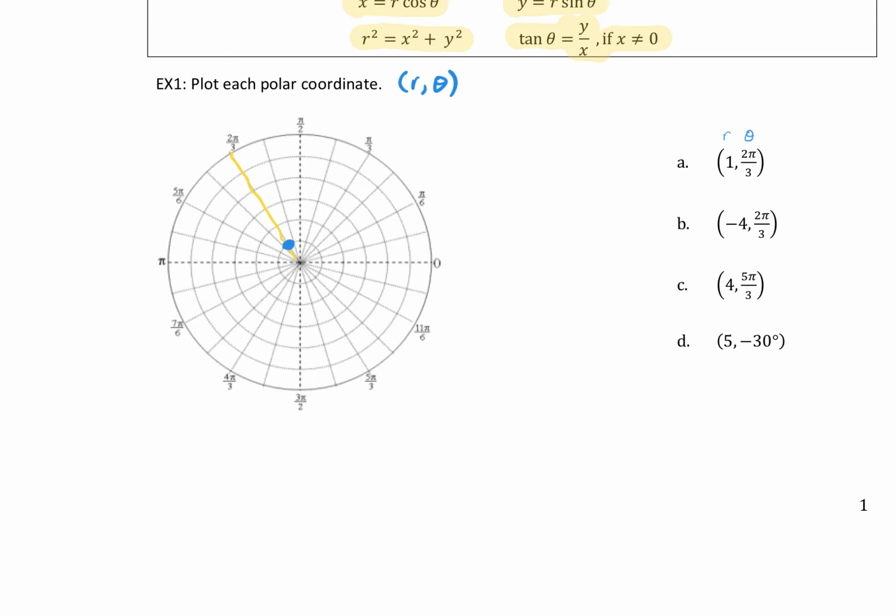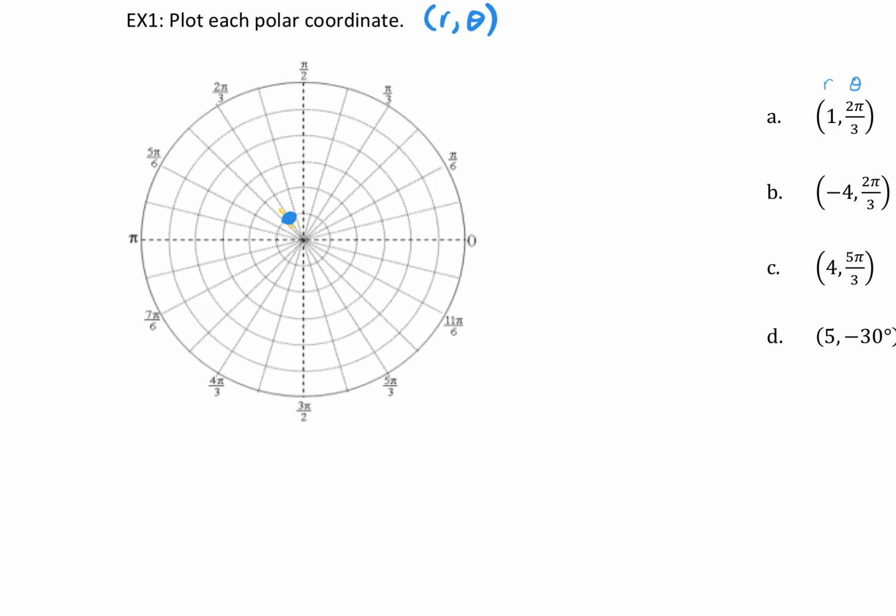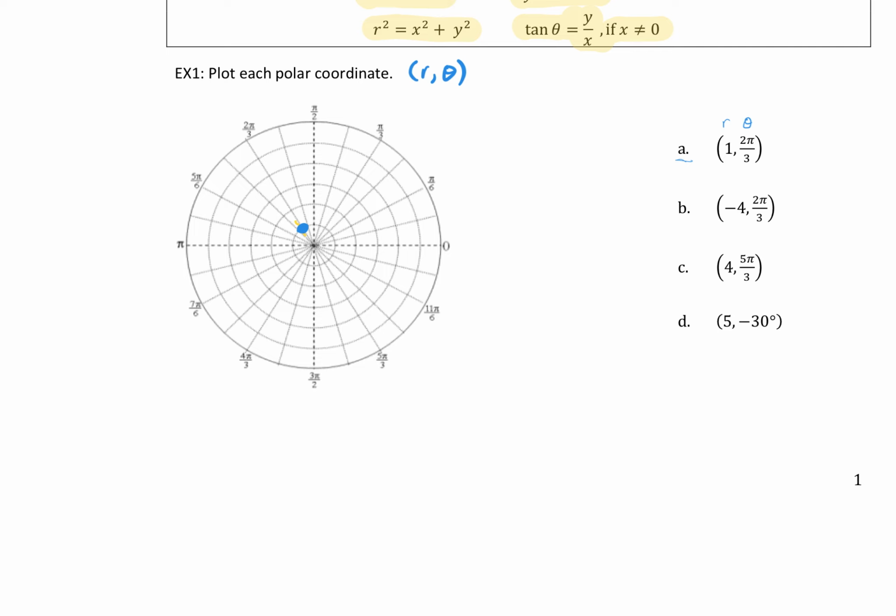I don't really want to have this line here, because remember, a polar coordinate, like a coordinate in rectangular form, is just a point. It's not that line. I just use the line to show where we're going. So that would be my point 1 comma 2 pi over 3. Now I could write that ordered pair on this coordinate system, but it's going to get kind of messy. So since this is part A, I'm just going to label this A.